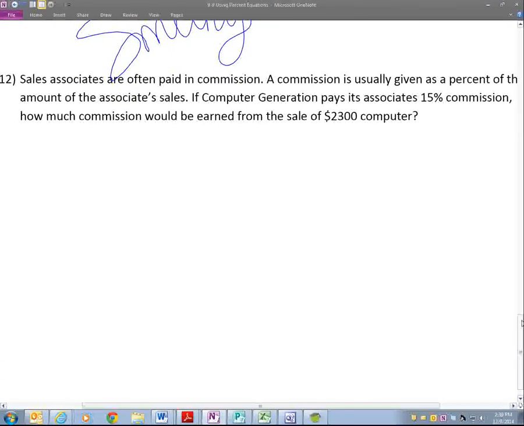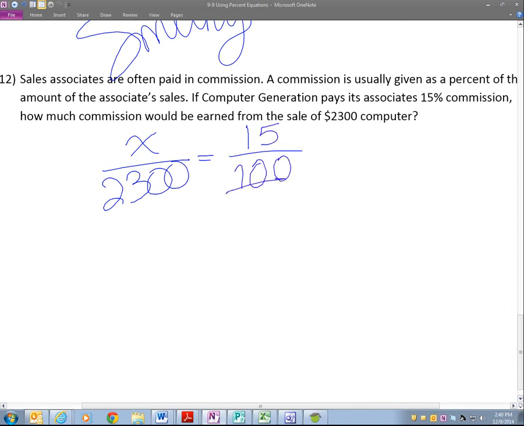Okay, this is what you should have this set up as. We have the $2,300 as the whole. We're looking for that. We got 15 here and 100 here. You'd set that up, and what would that be? 2,300 plus 1,150, 3,450. So $32.50. So you guys got?